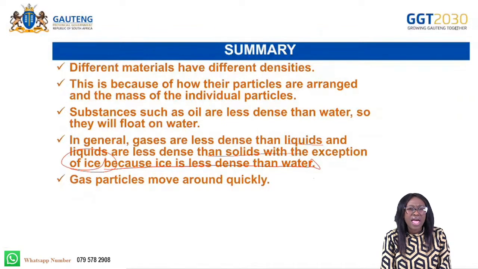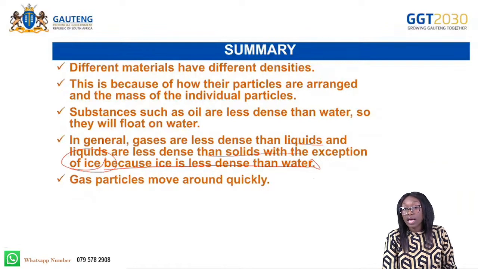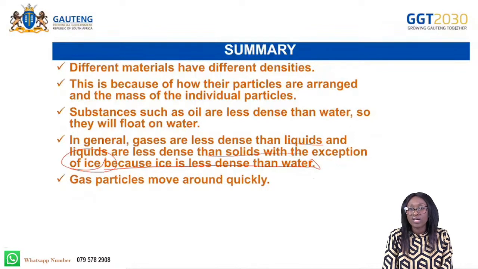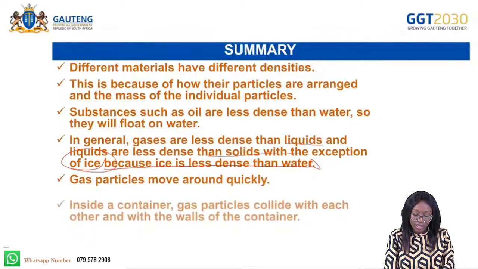Gas particles move around very fast. That's why you'll have a situation where hot air will float above cold air, or hot water vapor will float on cold water vapor. They are moving very fast. They have more kinetic energy, and the spaces between them are more, which makes the steam, the hot water vapor, less dense.